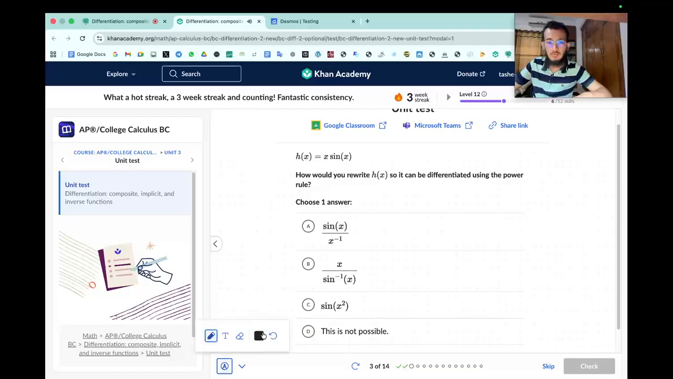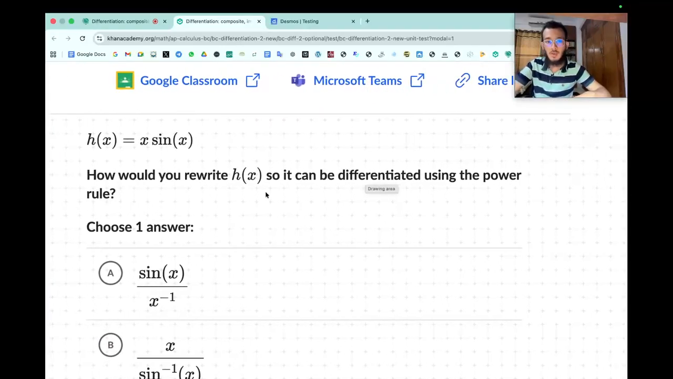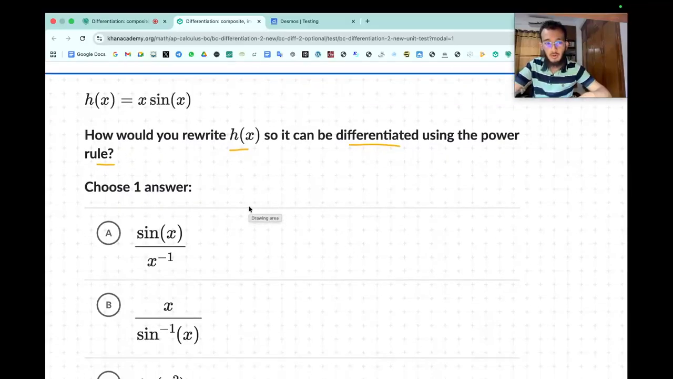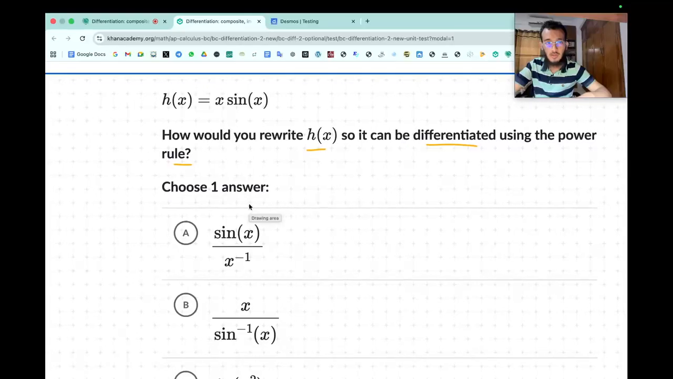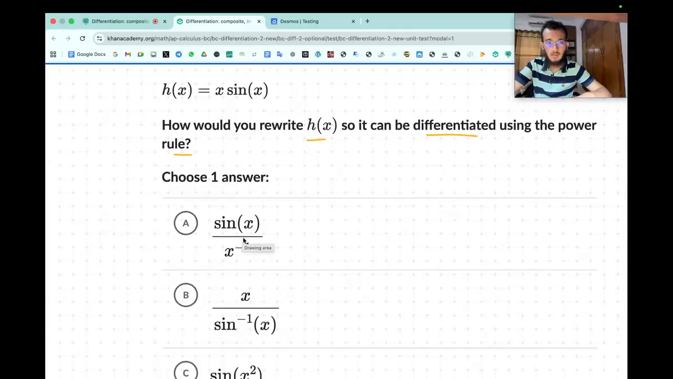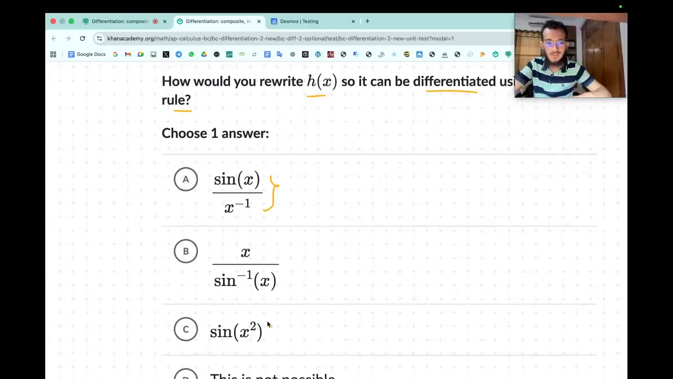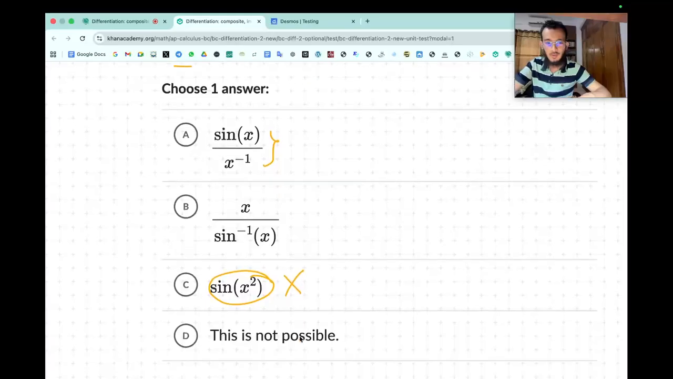Okay, next question. Let h(x) equal x sine x. How would you write h'(x)? So it's different, so it can be differentiated using the power rule. Alright, so power rule, how would I write this? This would be the quotient rule, and obviously you can't multiply with this, so this is mathematically not possible at all.